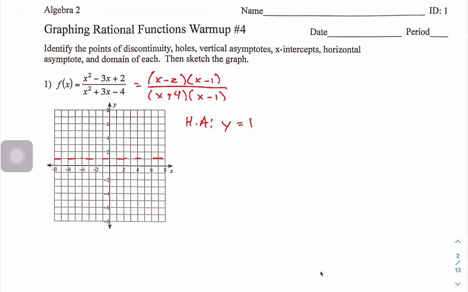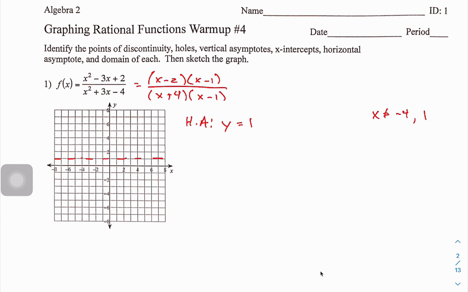And so right now, when you take a look at the factors, you can identify all those problem points, okay? Because right here, if x were to equal negative 4, we would have 0 in the denominator. And here, if x equals 1, you would have 0 in the denominator, which means we can't have either of those. So I'll put those off to the side. X cannot equal negative 4 or positive 1. Those are the two problem areas, the two problem points, okay?